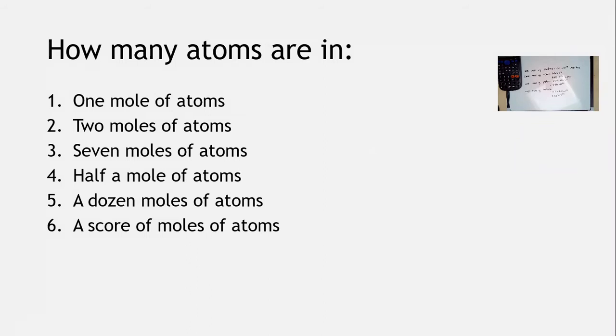Have a go at these questions for me. That number at the end, number 6, a score just means 20. Have a go at those. Pause your screen, do the questions, then press play.